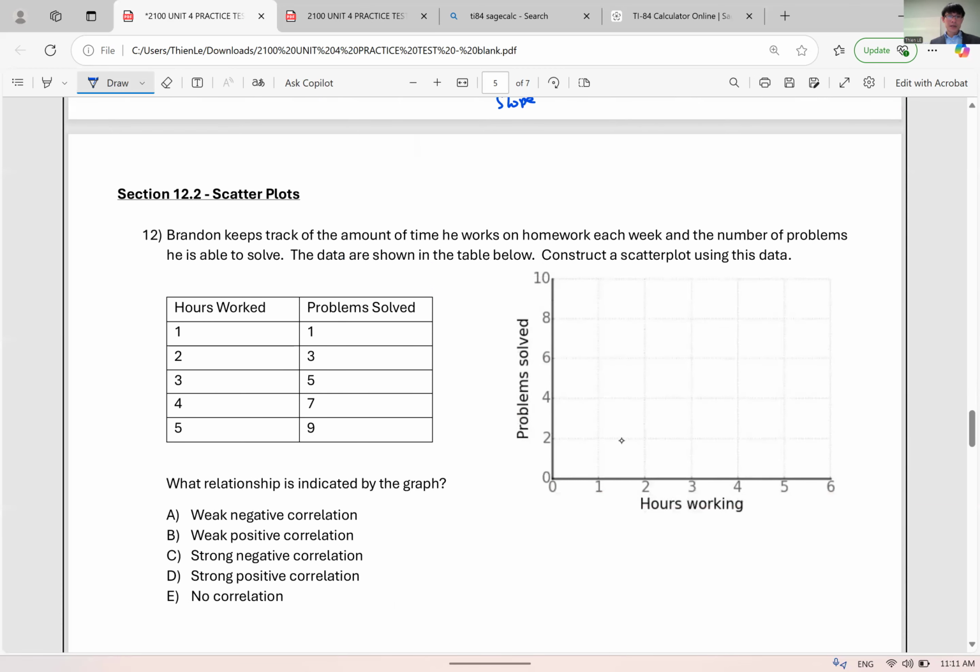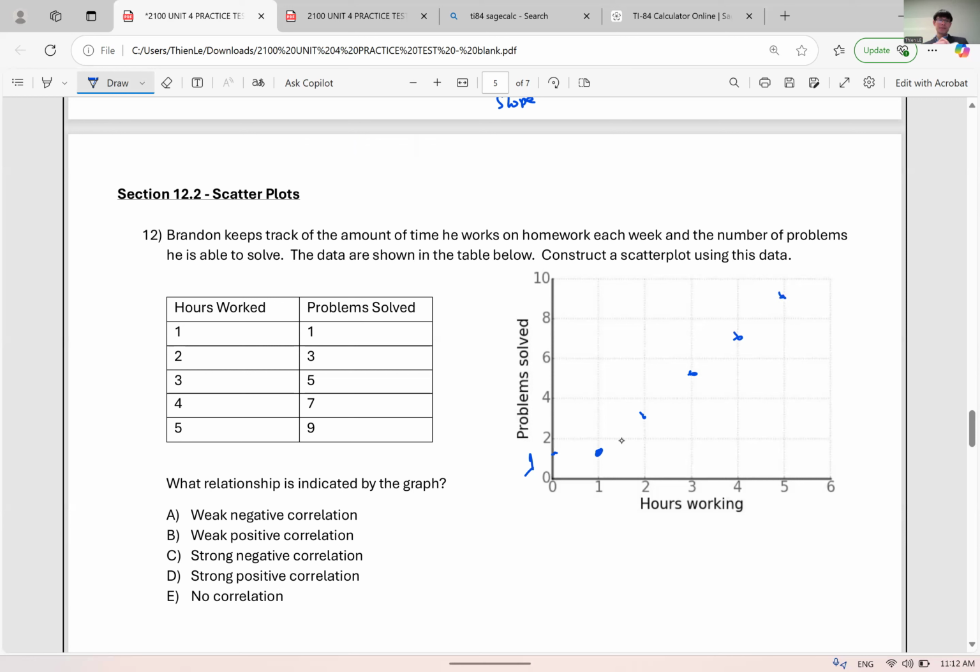Scatter plot. Brandon keeps track of the amount of time he works on homework each week and the number of problems he's able to solve. I think we do have that in the class. So construct the scatter plot. You just look at it. 1 hour, 1 problem, so this will be 1 here. 2, 3. 3, 5. 4, 7. And 5, 9.